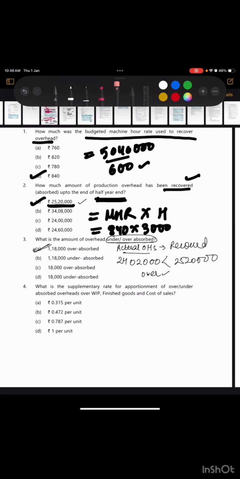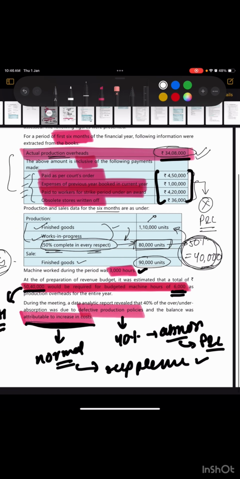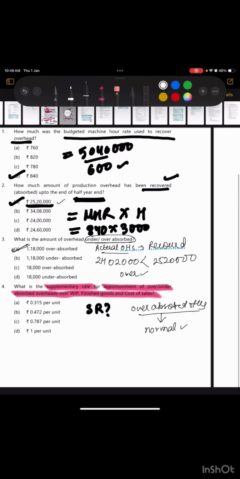Now the next part is with regards to finding the supplementary rate. What is the supplementary rate for apportionment of over or under absorbed overheads? First of all, we need to know what exactly a supplementary rate is. For example, we have over absorbed overheads. Whatever amount of the over absorbed overheads relates to the normal reasons, which has been given here as attributable to the increase in cost, is a normal reason. So whatever over absorbed overheads relate to the normal reasons is spread over the equivalent units.